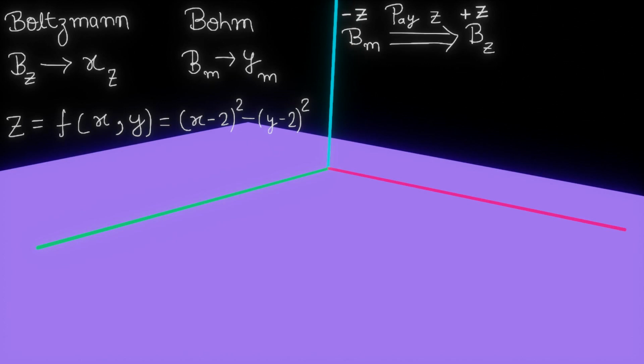Boltzmann is receiving money from Bohm. So Boltzmann would like to maximize the amount Z he's getting from Bohm because he wants to get more money.